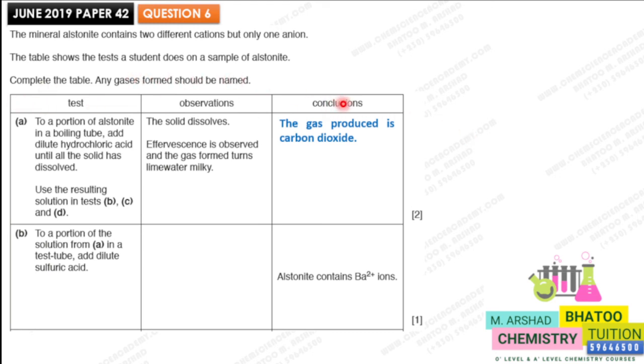Correct? But then, what is the anion? It said here that the mineral contained 2 cations and 1 anion. From this test, can you deduce which anion is present in your mineral? Carbonate, because you are adding an acid to the mineral. What is happening? Carbon dioxide is given off. You know carbonate ion is present. You've already identified your 1 anion now. Okay? Jagar?